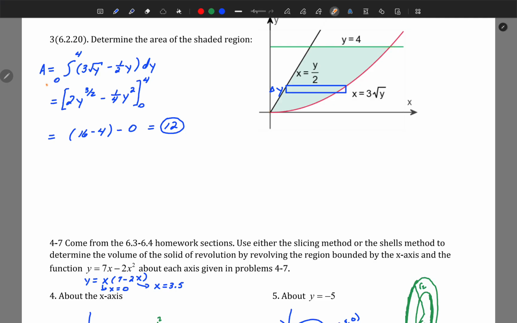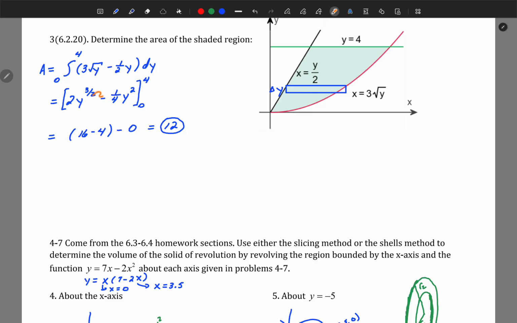So I integrate from 0 to 4 of right minus left. And again, we have to have those in terms of y because we're integrating with respect to y. When we integrate, we get our 2y^(3/2) minus 1/4 y squared. Just like the last problem, when you evaluate this at 0, you get a 0. All of our answers come from when we evaluate at 4.